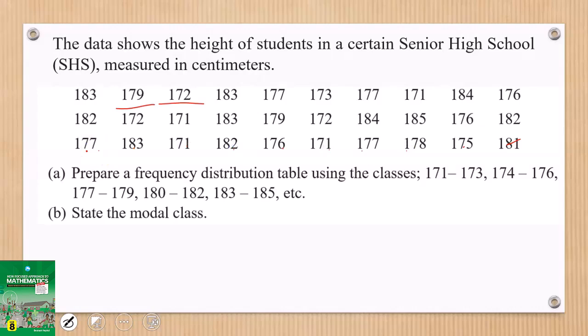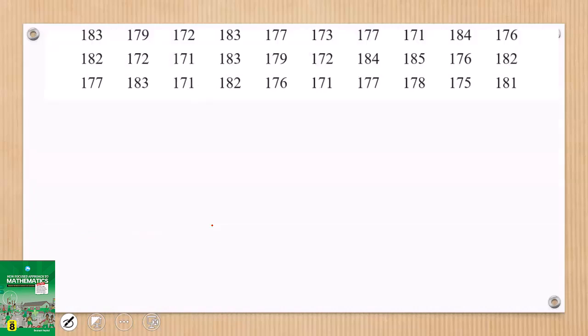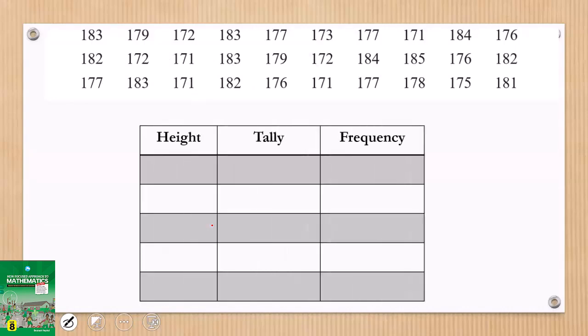Now we have to prepare a frequency distribution table using the classes from 171 to 173, from 174 to 176. I'm sure you remember when we were in basic 7, we did something about class intervals and the frequency table, the tally, and so on. Now, in addition to that, we are supposed to state the modal class. Okay, now let's see how we can do this. Because it's raw data, we need to bring our table, and then the question gave us the class intervals. So let me list all the class intervals given.